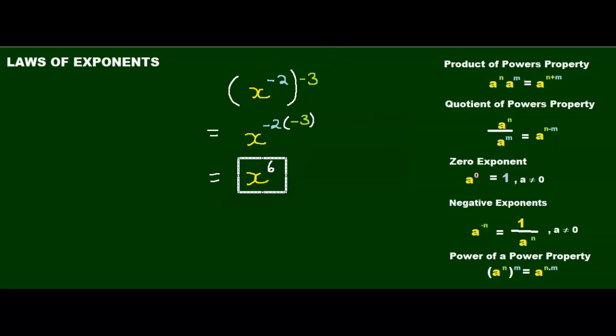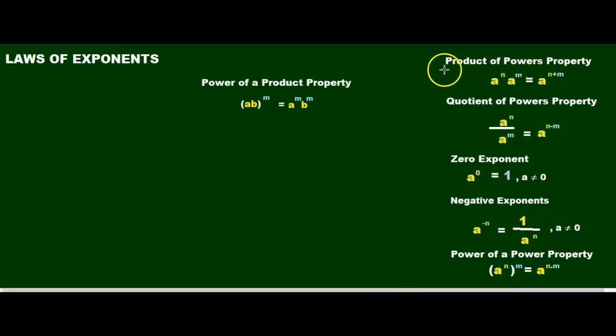That's our solution. Now, if you notice, all the previous laws that we've covered only covered exponents with the same base. In this case, all of them had a's as the base. Now, the power of a product property, however, includes 2 bases or more. So in this case, a times b to the power of m is equal to a to the power of m times b to the power of m. The exponent is distributed amongst the 2 bases.